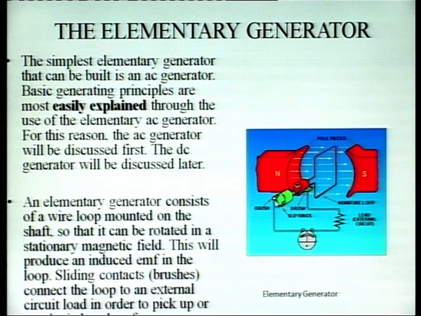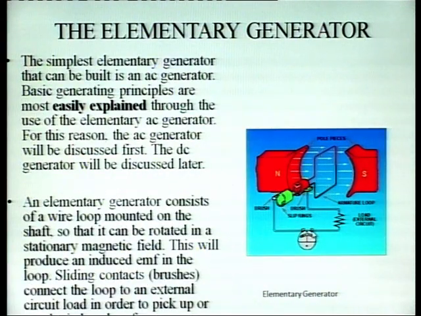The simplest elementary generator that can be built is an AC generator. Basic generating principles are most easily explained through the use of the elementary AC generator. For this reason, the AC generator will be discussed first, the DC generator will be discussed later. So, before explaining the DC generator, first we will discuss the AC generator, then we will shift to the DC generator.